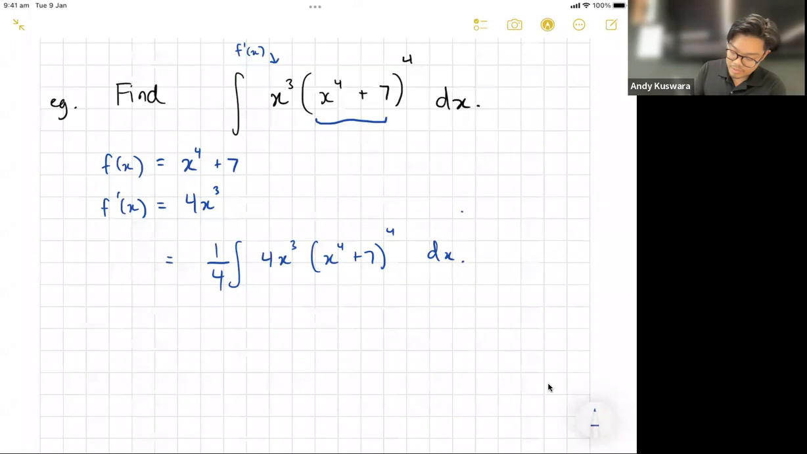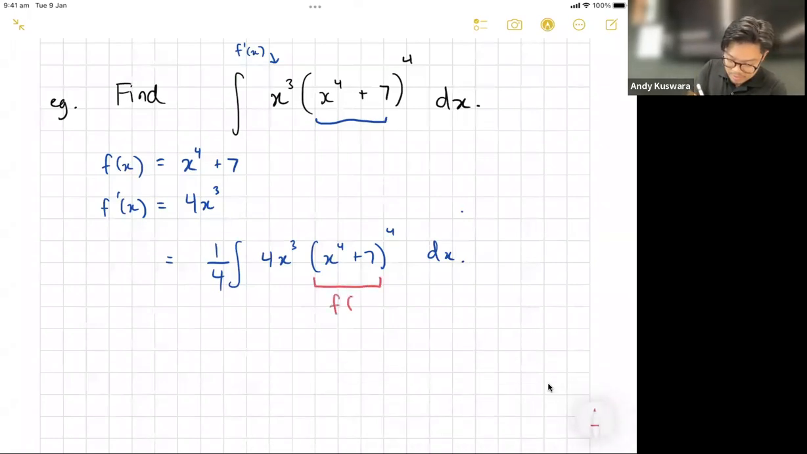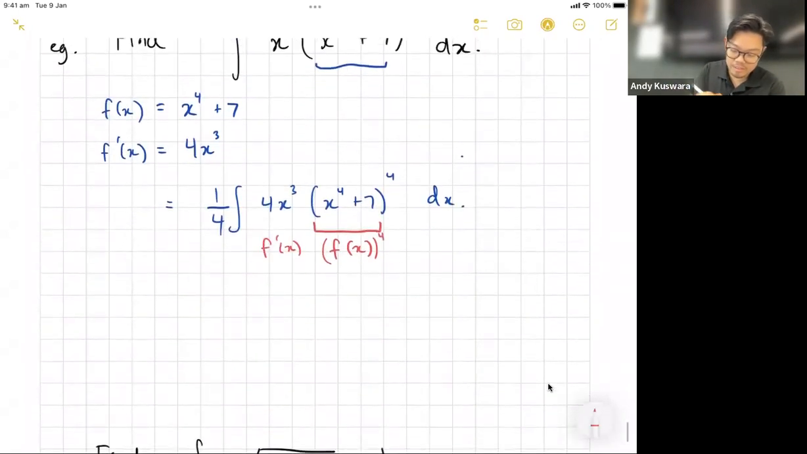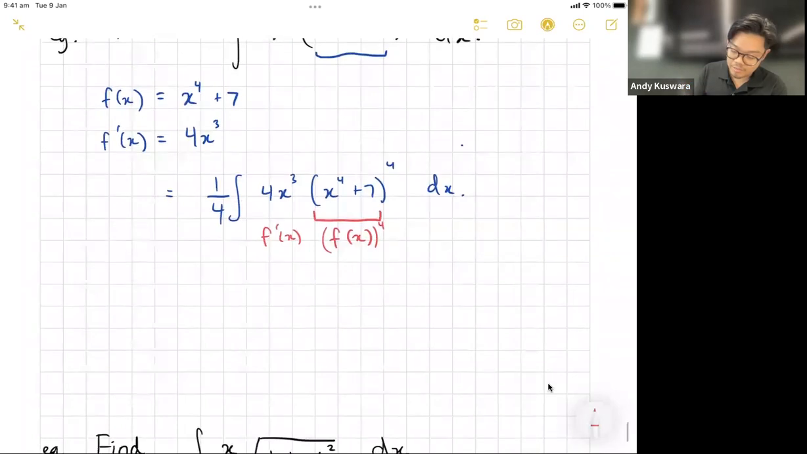Because now we know that this becomes our f(x) to the power of, I guess, 4. And here becomes our f dash x, which is kind of what we had all the way up in the beginning, right? I just swapped the orders around, but you've got your function to a power, and then you've got your derivative of that function. And I've got that here, right? Because my derivative of x to the 4 plus 7 is just 4x cubed. And so now I've got it into this kind of form.